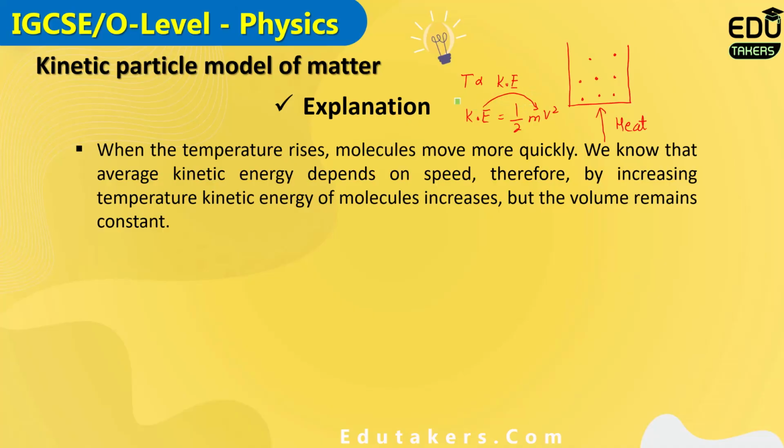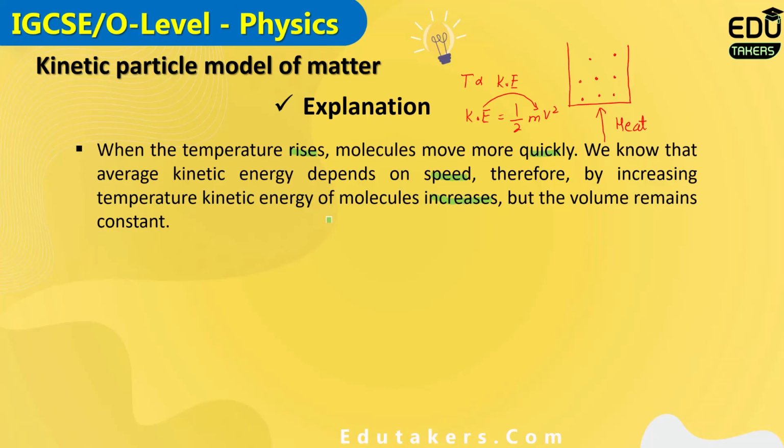So I can simply say that by heating the gas, the temperature increases, due to which the particle moves very quickly, and by increasing the temperature, the speed of the particle increases. The same thing is given here. When the temperature rises, the molecules move more quickly. We know that the average kinetic energy depends upon the speed. Therefore, by increasing the temperature, the kinetic energy of the molecules increases, but the volume remains constant.